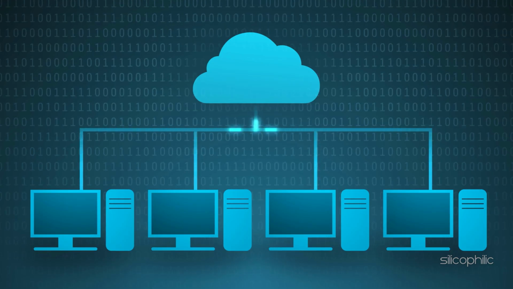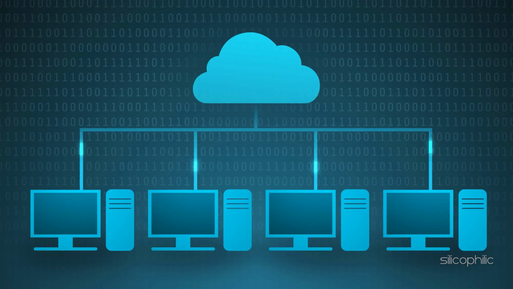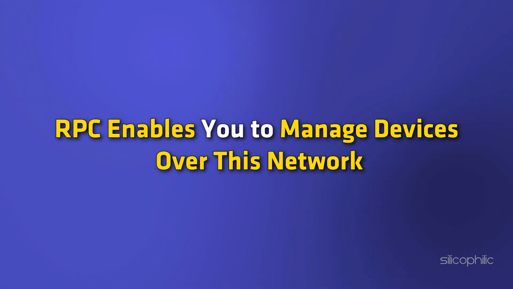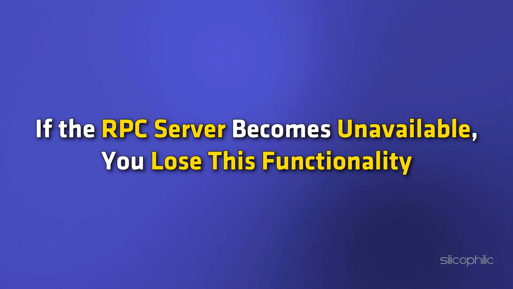Method 1. Check the time and date settings on your device. The RPC server allows you to share data through a network and transfer information to another device. RPC enables you to manage devices over this network, such as printers and scanners. If the RPC server becomes unavailable, you lose this functionality. This can happen due to a variety of reasons.